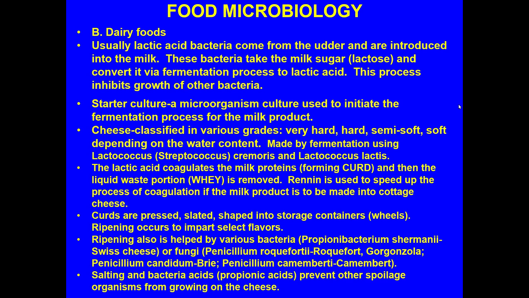Let's go through the steps. Starter culture, your microorganism culture, is used to initiate the fermentation process for the milk product. Then we have cheese, which is classified in various grades, very hard, hard, semi-soft, and soft, depending on the water content. With cheese, this is made by fermenting using Lactococcus, which is also referred to as Streptococcus, that was the older name, cremoris, and Lactococcus lactis. Now, the lactic acid, as I mentioned, is going to coagulate the milk proteins.